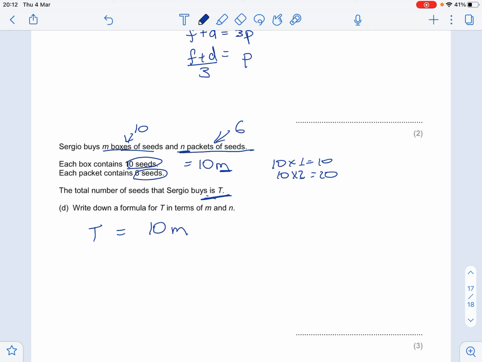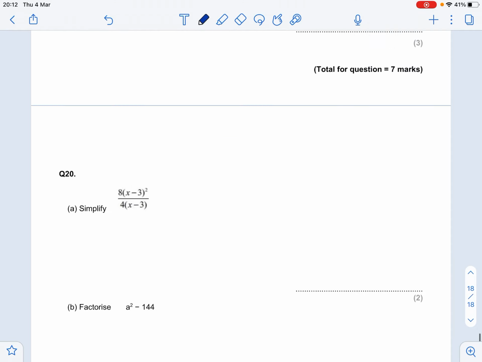Similarly here, we have n packets, plus 6n. We have 6 seeds in each pack. So if we have one pack, it would be 6 times 1 equals 6. If we have 2 packs, it would be 6 times 2. So this n represents the packs. So that's our formula.